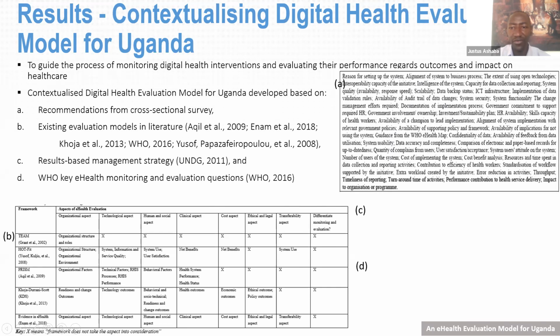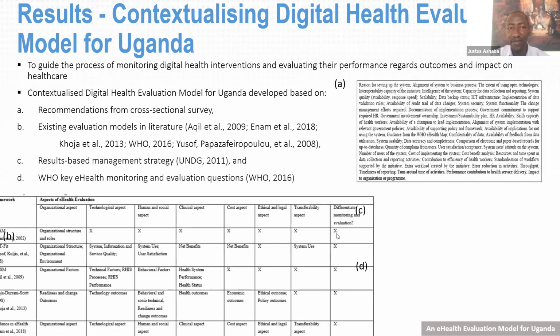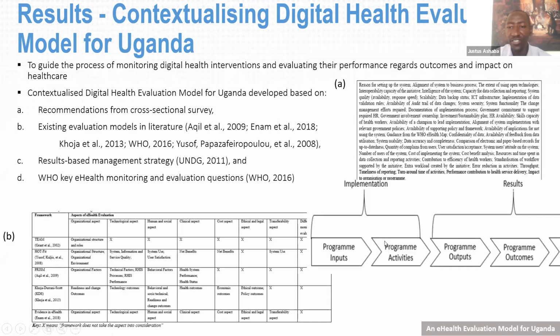And then for C, which is results-based management, it also guides on how we should look at results whenever we implement any activities or interventions, coming from program inputs and activities where we are really implementing, and then going to results where we are looking at the outputs, which are the immediate changes that come out of our implementations, and outcomes and impact, which are more of the long-term results that result from our interventions.